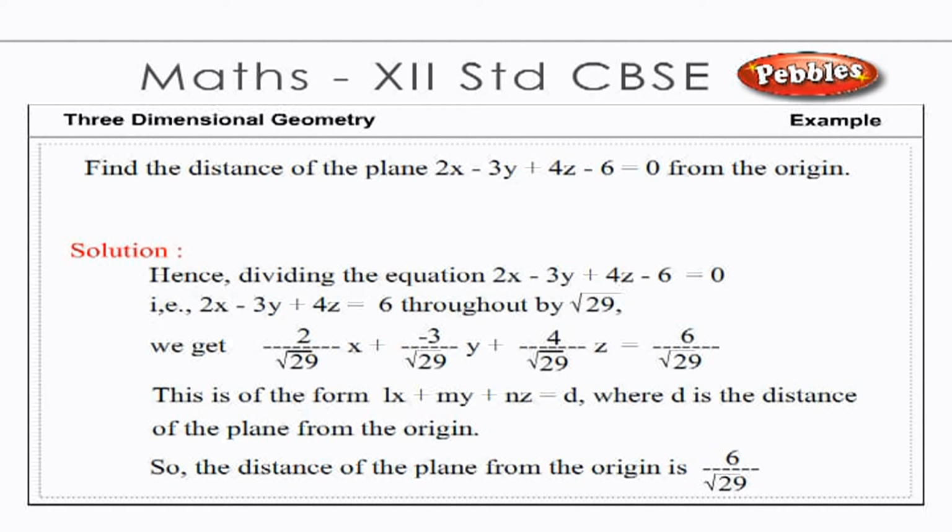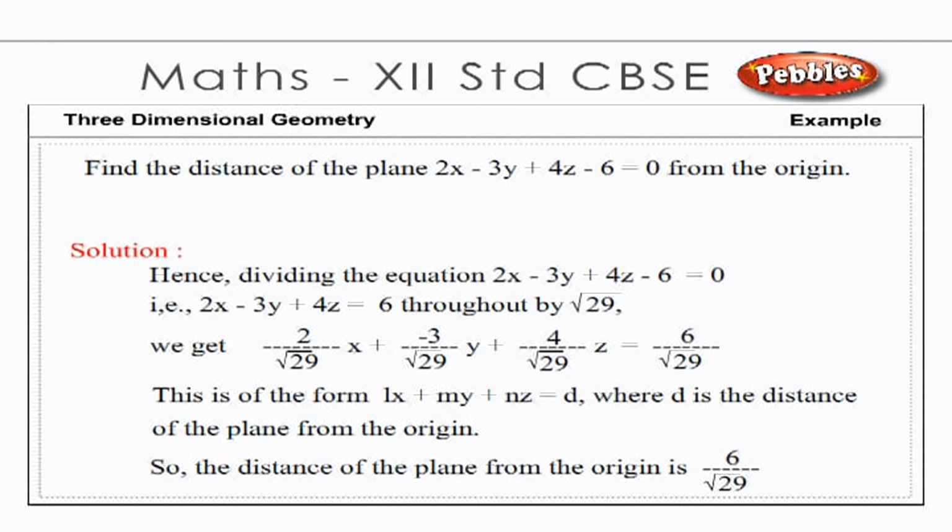Hence, dividing the equation 2x − 3y + 4z − 6 = 0, that is 2x − 3y + 4z = 6, throughout by root 29, we get 2 by root 29 x + (−3 by root 29) y + 4 by root 29 z = 6 by root 29. This is of the form lx + my + nz = d, where d is the distance of the plane from the origin.